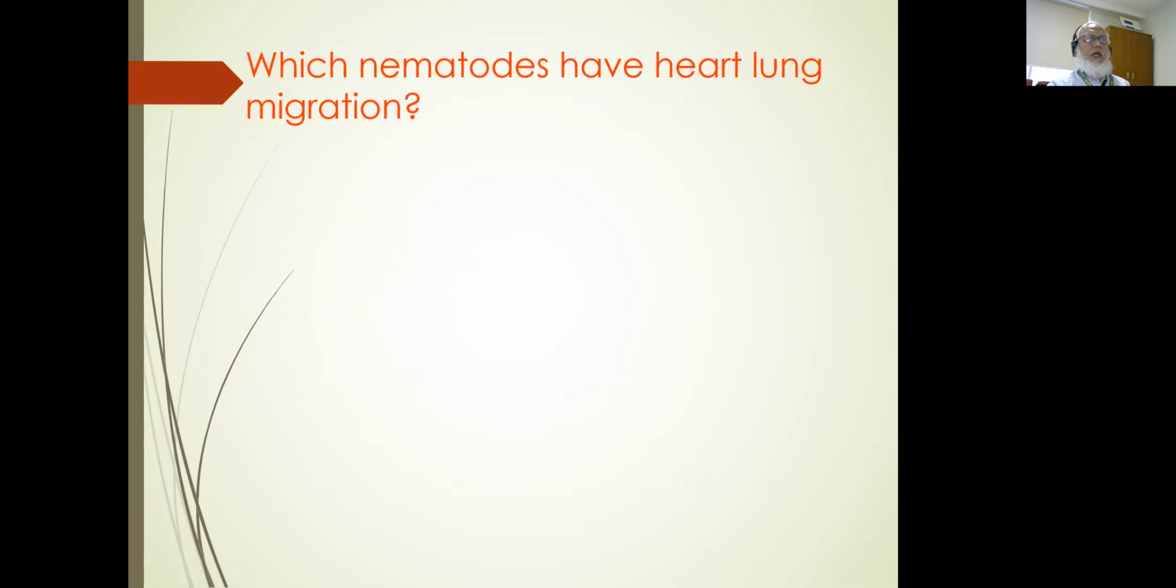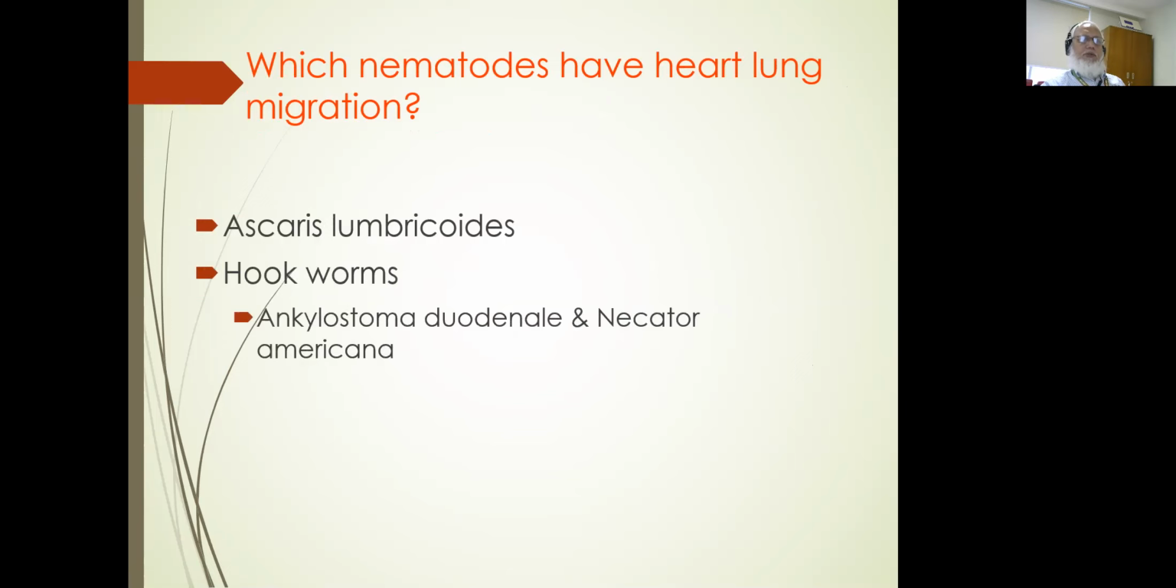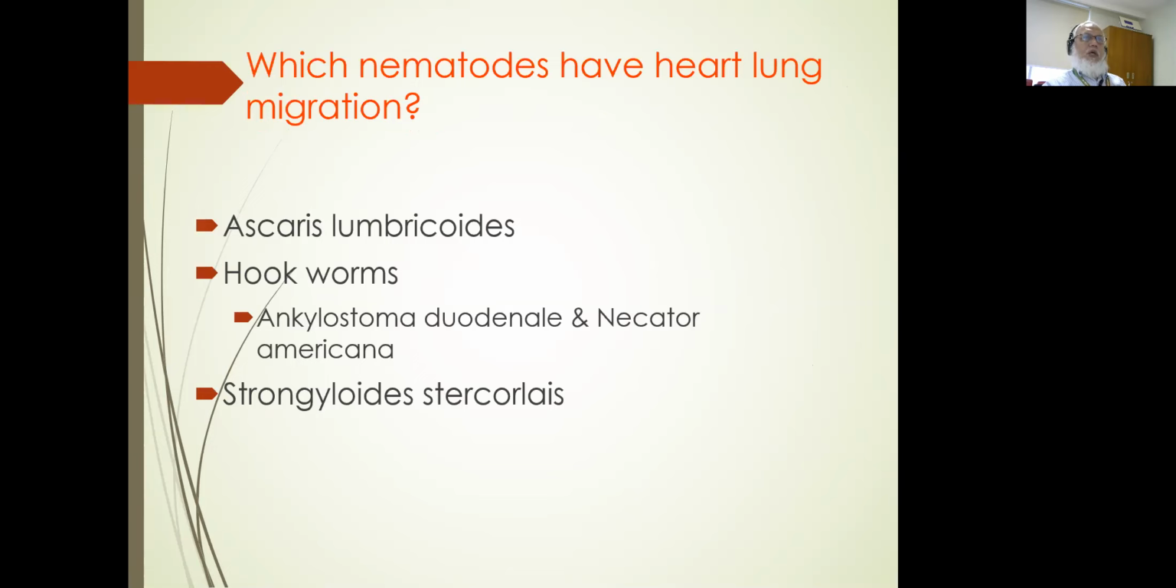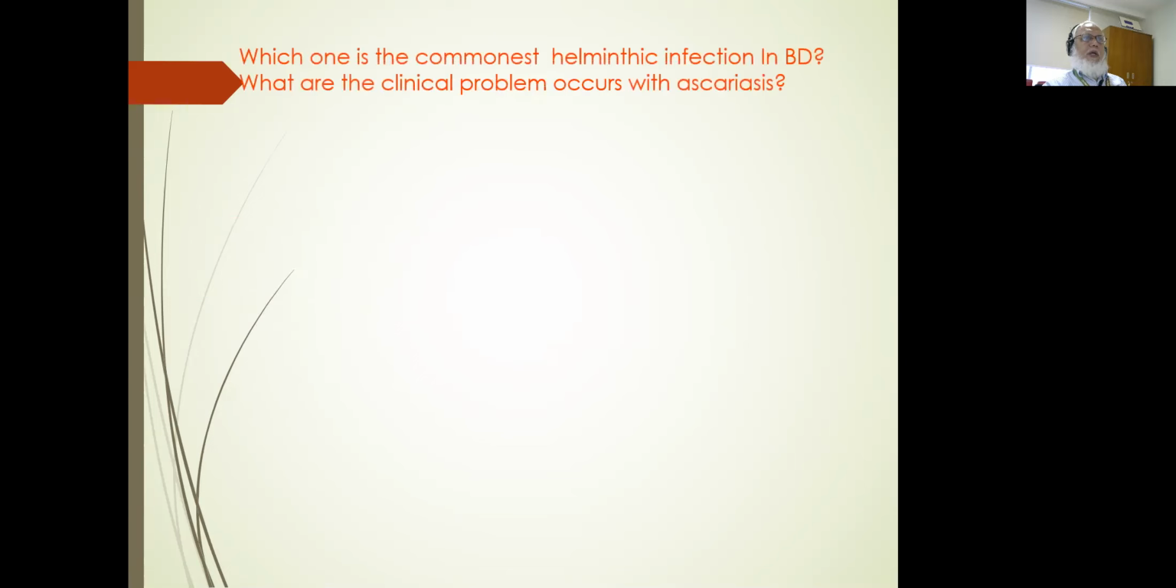Which nematodes have heart-lung migration? The following 4 nematodes have heart-lung migration: Ascaris lumbricoides, hookworms, that is Ancylostoma duodenale and Necator americanus, and Strongyloides stercoralis. These 4 worms have heart-lung migration. That's why they also cause Loeffler's pneumonia.